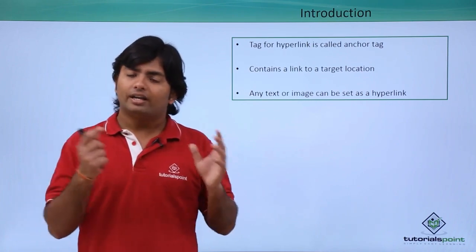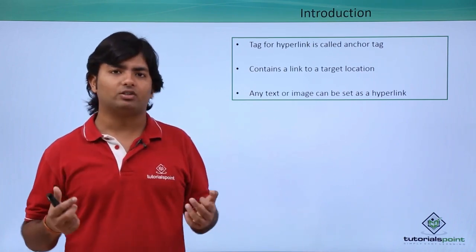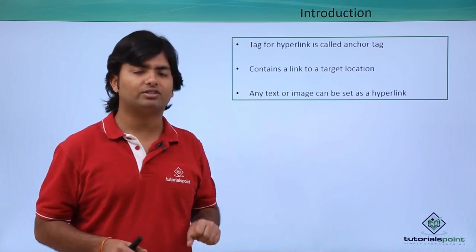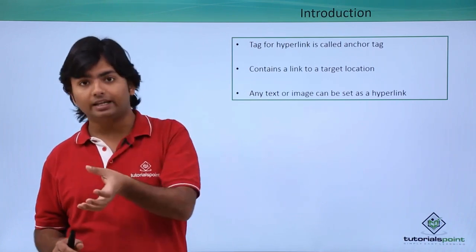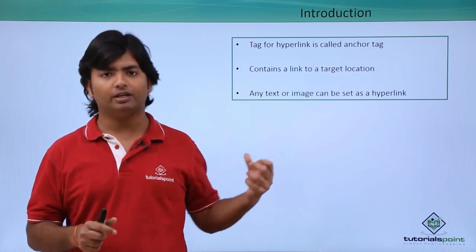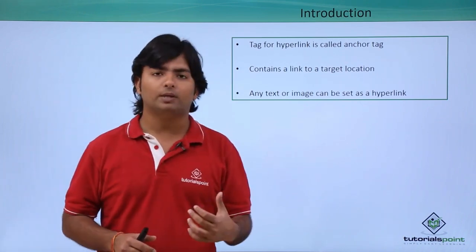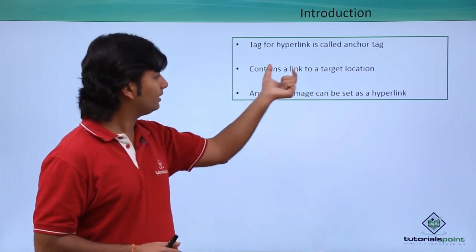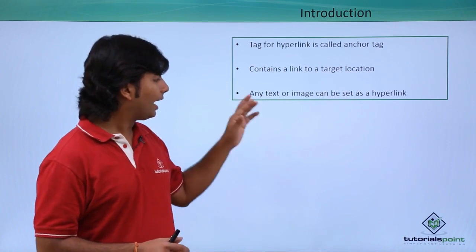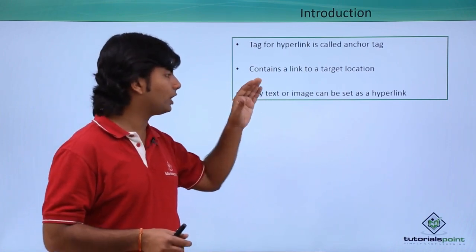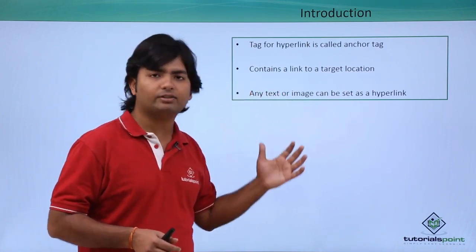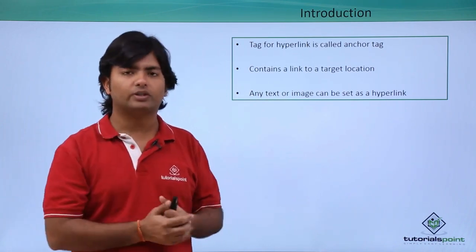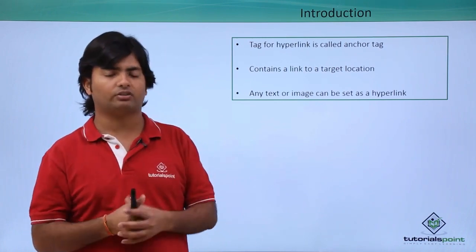As I said in the previous videos, whatever text is used to create your web page is hypertext, and if some particular text contains a link, that will be a hyperlink. So here is the hyperlink which we are going to implement. The tag for a hyperlink is called the anchor tag, which contains the link to a target location. If you want, you can put an image or a text as a hyperlink. When you click over that, you will reach some particular destination.